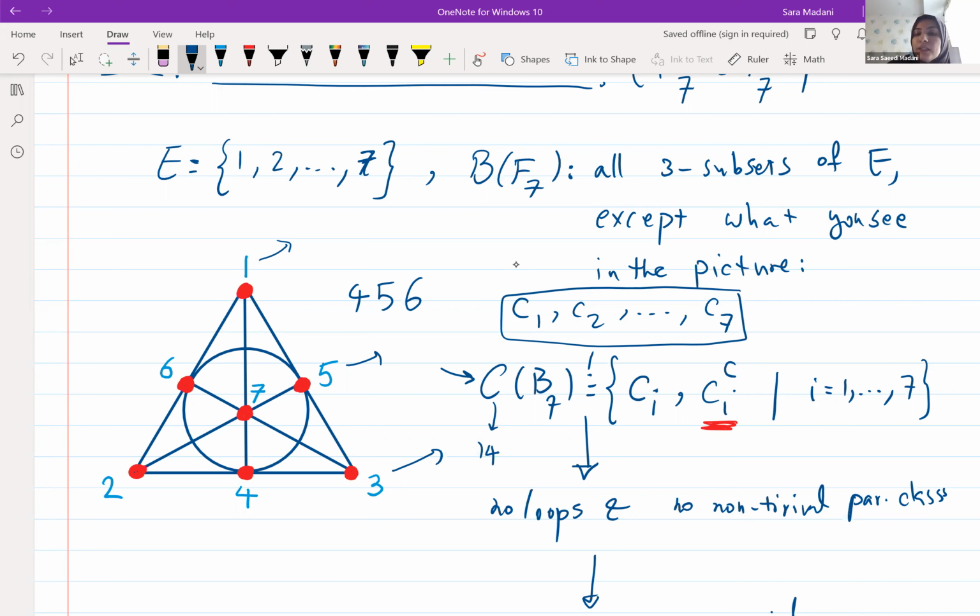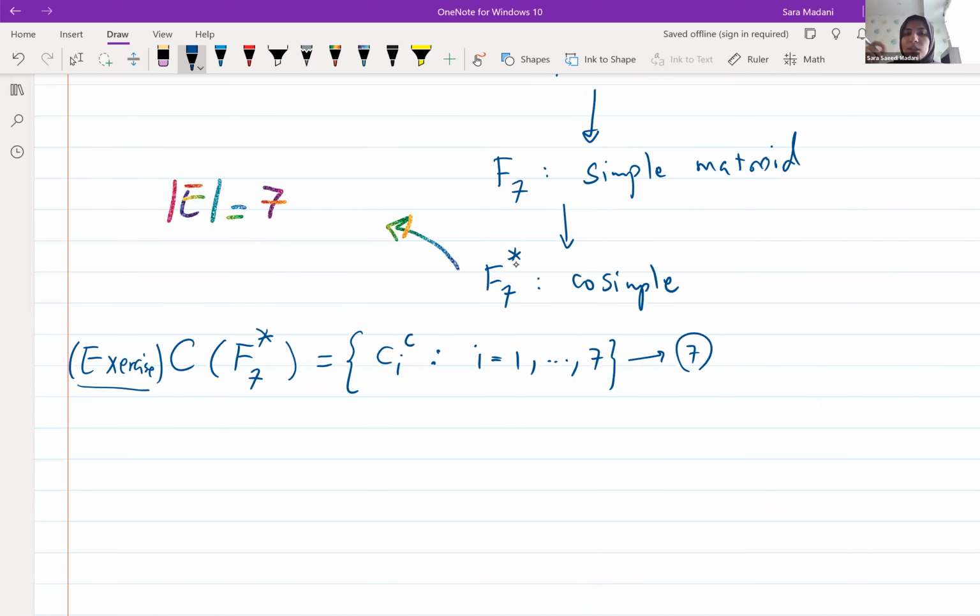And for the dual, which I put as an exercise, here we have just 7 elements because you can see that just complements remain here. Okay, 7 sets of cardinality 4. So this is not difficult, but I just want to save the time. And cycles are disjoint unions of circuits. And always we put the empty set here.